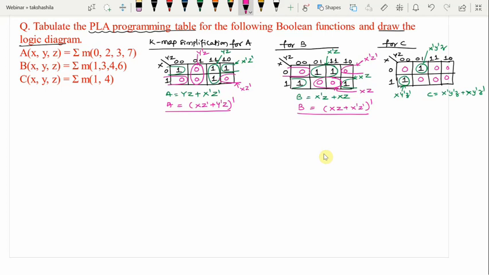Here I am taking one quad possible. If a quad is possible, what is the term? Y. And here we get one group. What group is possible? This is X and Z, XZ. And another group is possible with these two edges. What is the term? This is X dash and Z dash. Right, so what is C? XZ plus X dash Z dash plus Y, whole complement.